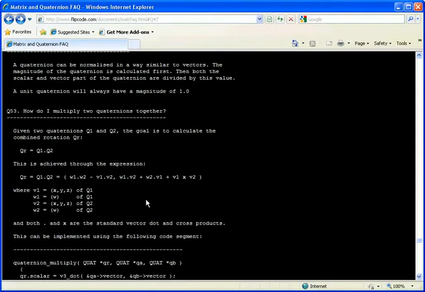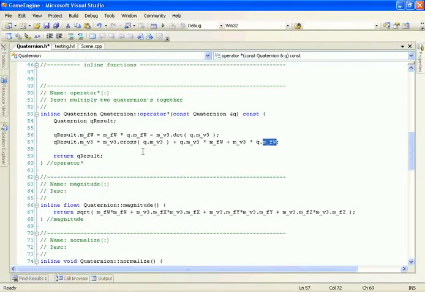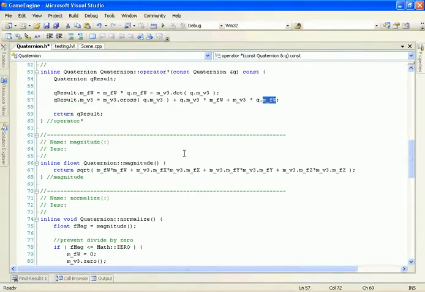If I scroll through here, how do you multiply two quaternions together? Well, there you go. Here's the equation for the w part, and then here's the equation for the vector part. So that's the same equation that you see here. To get the magnitude of a quaternion, it's the same thing as getting the magnitude of a four-dimensional vector. We take each component, square it, add them all together, and then we square root the result, and that ends up being the magnitude.